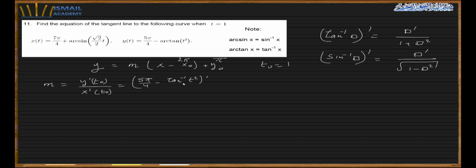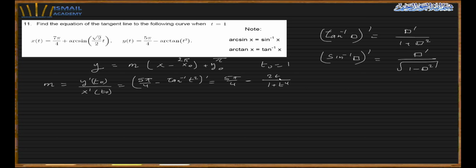Keep in mind I'm just doing the general derivative, but at the end I will substitute 1 for the answer. I will do them one by one, so I will do the top one first, which is the y prime. So it's going to be 5 pi over 4 minus, and the derivative of t squared is 2t over 1 plus t to the 4, because t squared squared is t to the 4.